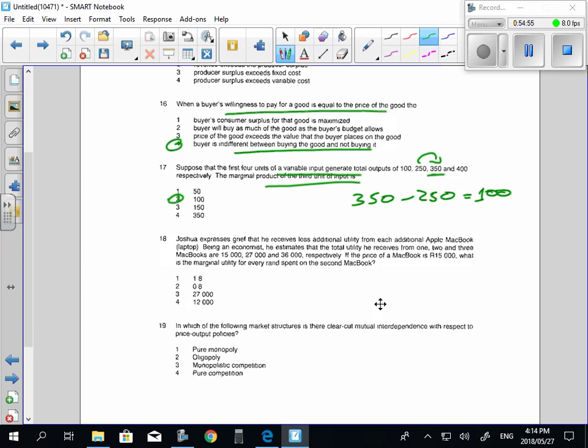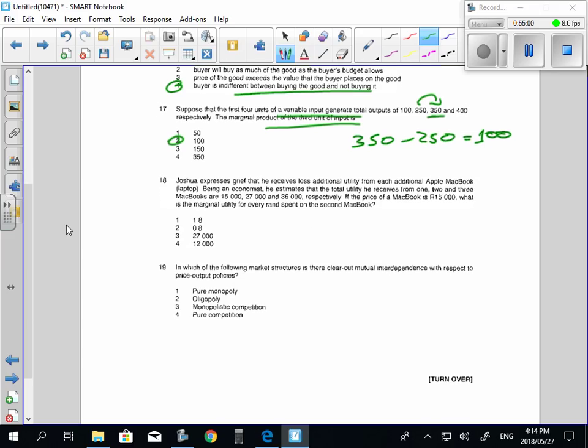So now you've got to calculate the marginal utility from the second MacBook, which means you need to take the total utility for both MacBooks, 27,000. You need to minus what he got off the first one, which means that when he bought the second MacBook, he got 12,000 utils. But that MacBook cost him 15,000 Rand, which means that he only got 0.8 utils for every 1 Rand that he spent on that MacBook. Okay.